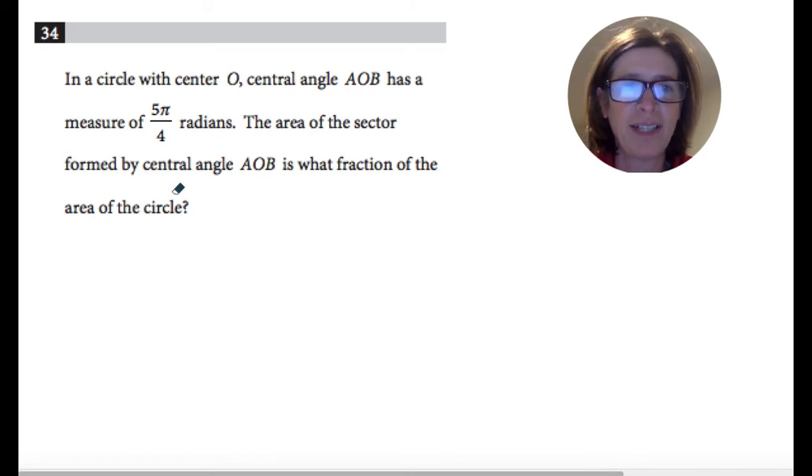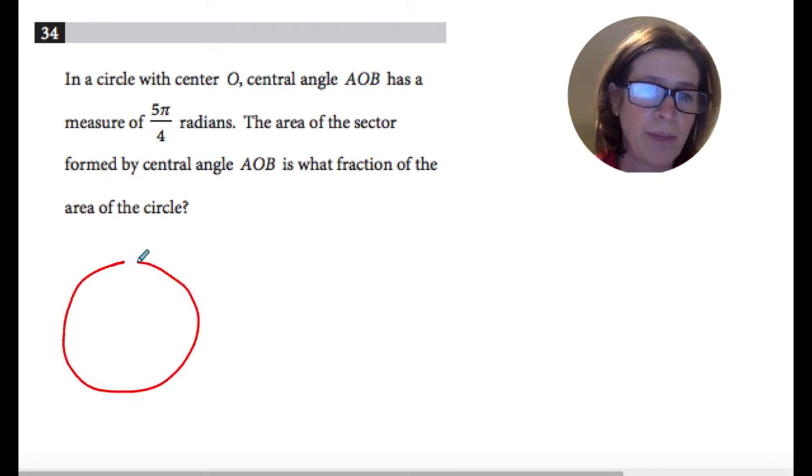All right, so we're given a circle with center O, and central angle AOB has a measure of 5 pi over 4 radians. The area of the sector formed by the central angle AOB is what fraction of the area of the circle? All right, so let's make sure we understand what's happening here.